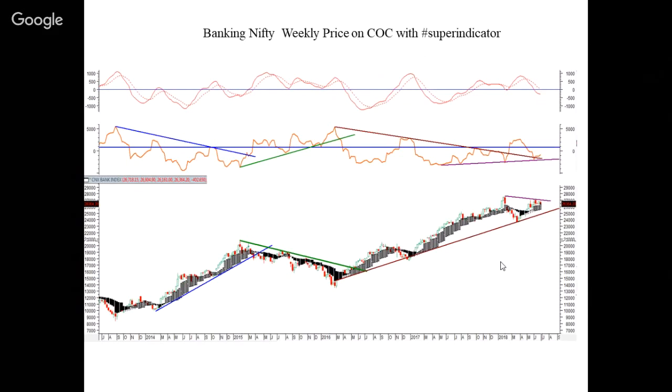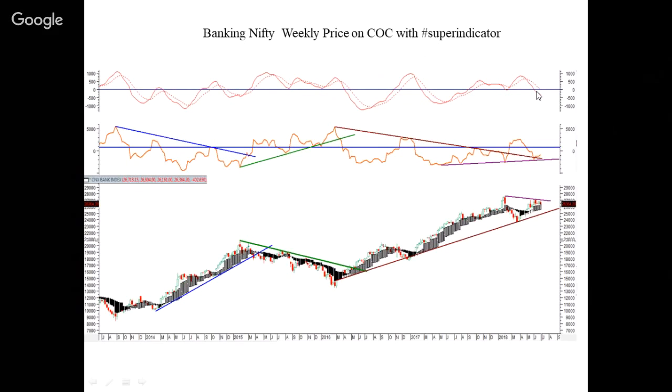Where is the false move? No, in the formation of the indicator, it goes up and down. So, looking at the MACD of the super oscillator, it has clearly given a buy signal. Yes, if you look at the MACD, it has given a buy signal.